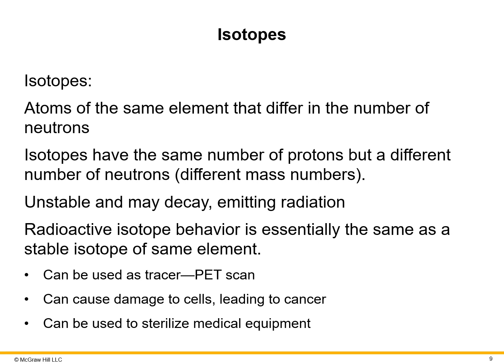So radioactive has a lot of negative connotation with it. Obviously, sometimes it's dangerous because it can cause damage to cells that lead to cancer, but it can also be used for benefits. It can be used to sterilize medical equipment or sterilize food, but also it can be used as a tracer, like in a PET scan.